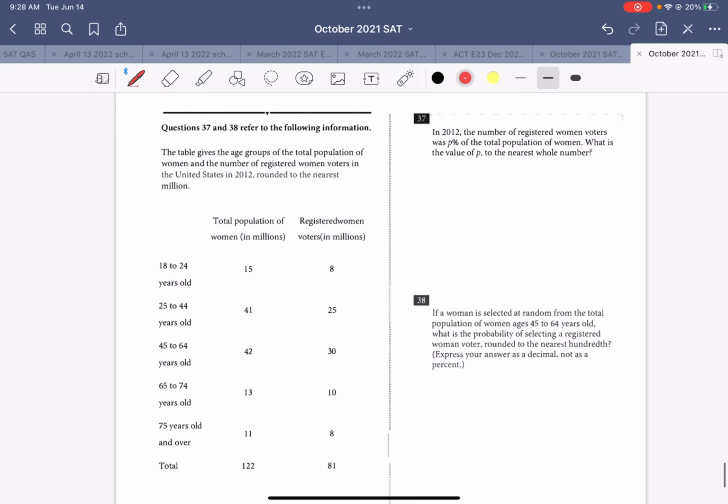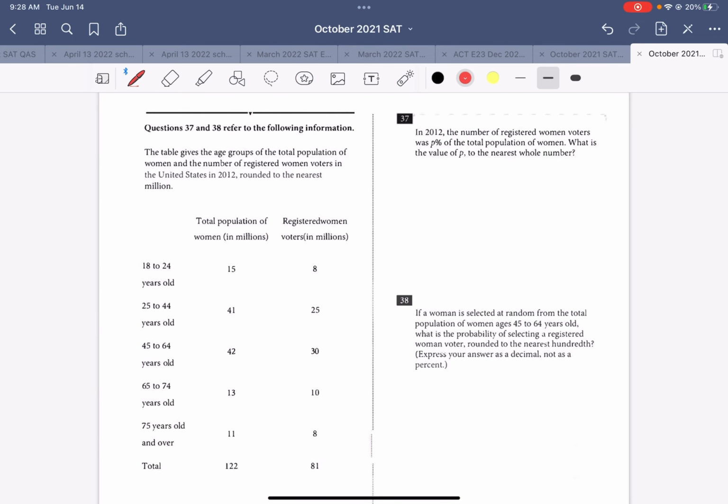Now 37 and 38. Next one. The table gives the age group of the total population of women and the number of registered women voters in the United States in 2012, rounded to the nearest million. They give you age, the total population of women, and registered women voters. 37. In 2012, the number of registered women voters was P% of the total population of women. What is the P value?